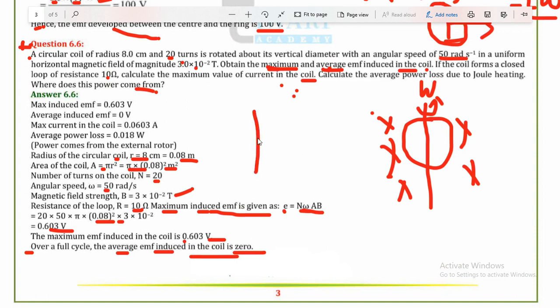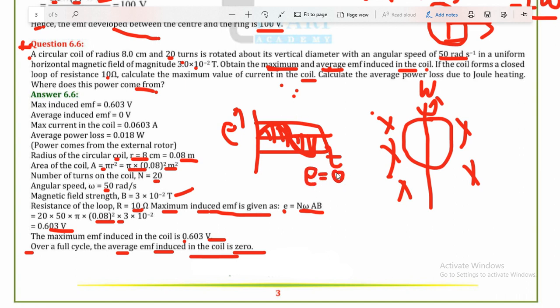Since after rotation it will be in the opposite direction, the graph for this EMF is given by the sine graph, you can say like this. In the first half cycle it attains these values, and in the second half cycle it attains these values. This graph is between EMF and time. So you can see this part is completely cancelled by this one. So the net average value in one complete cycle is 0.